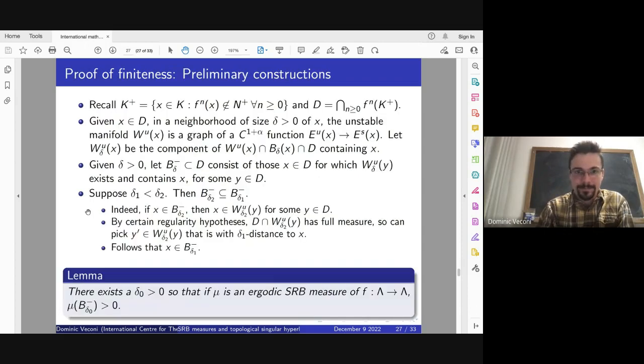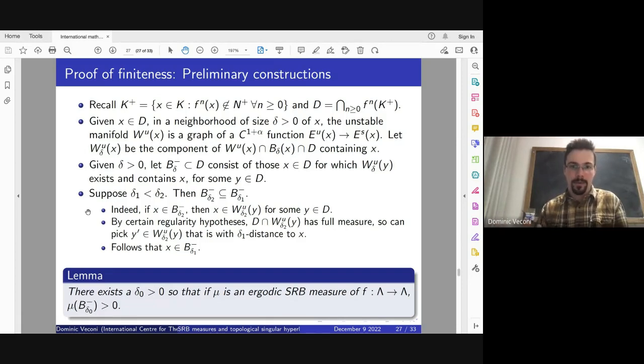So the idea basically is, with this definition, we're going to consider a convenient subset. I'm not going to spend too much time defining what this subset is, but we consider a convenient subset B delta minus. B delta minus are those points that have sufficiently large unstable leaves, whose unstable leaves are allowed to be long enough before they bend around and have weird topological properties.